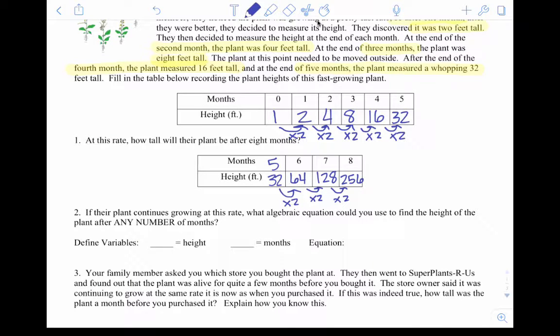So if their plant continues growing at this rate, let's think about an algebraic equation that we could use to find the height of the plant after any number of months, so we don't have to go through and figure out all the previous months as well. So to get an algebraic equation, that tells us that we're going to have some variables. So if we think about the unknown things in this problem, what's not the same in every situation, that's going to be the height and the months. So let's make height H, and let's make months M.